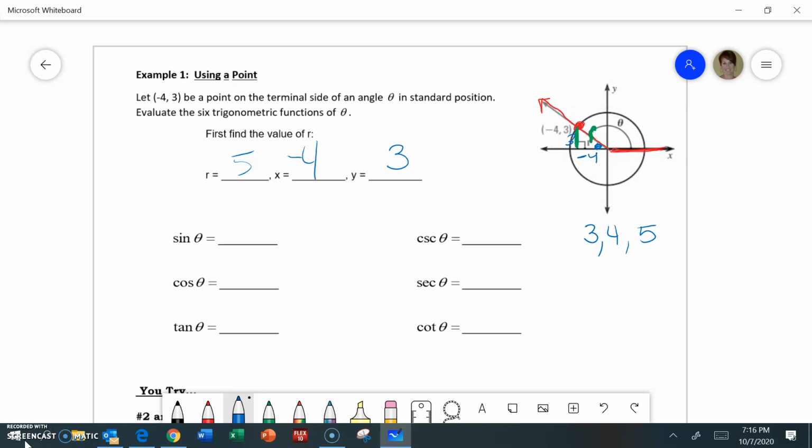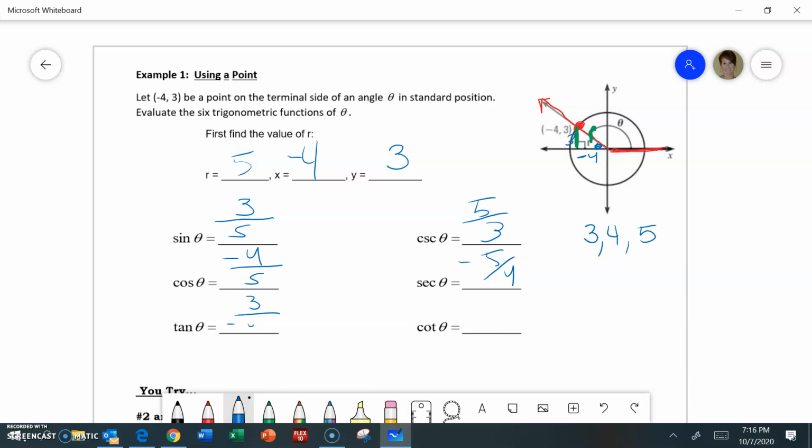You can either look at your triangle, but if I know my relationships from the front, the sine of theta is going to be the y-coordinate over the radius. Therefore, the cosecant is its reciprocal. The cosine is going to be the x-coordinate over the radius. Therefore, secant is its reciprocal. And the tangent will be y over x. Oh, sorry, that's supposed to be +3. Oh, my bad.